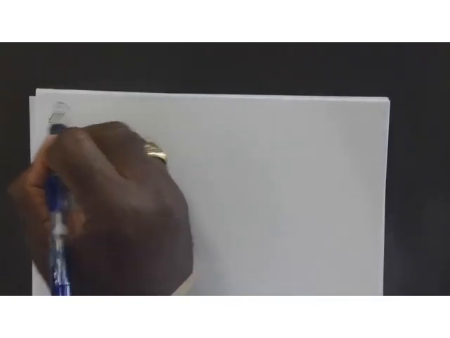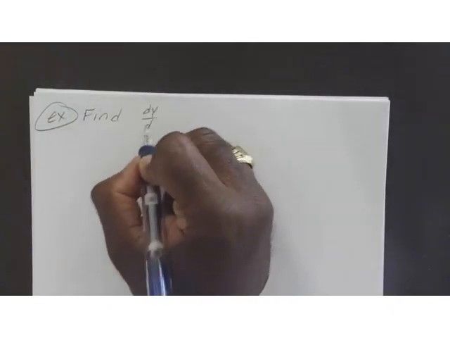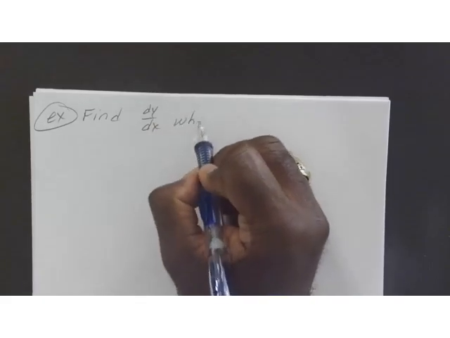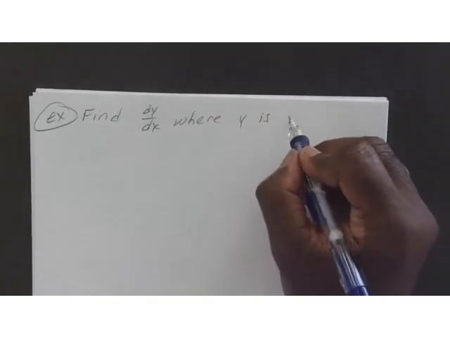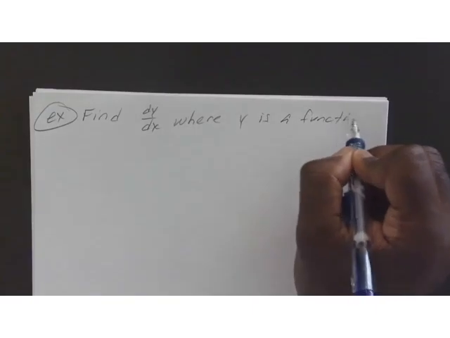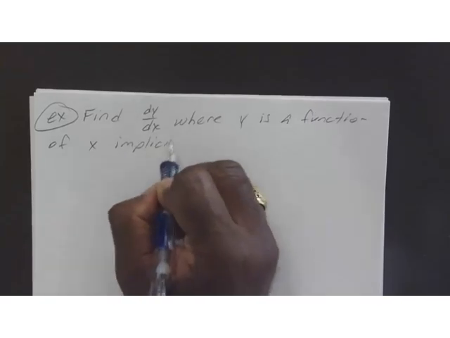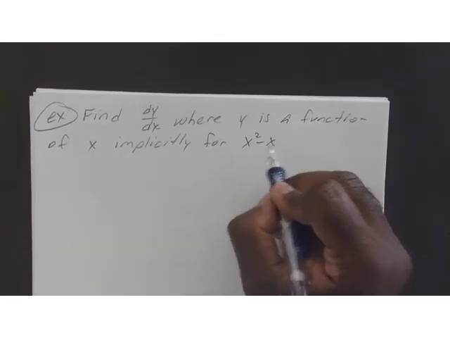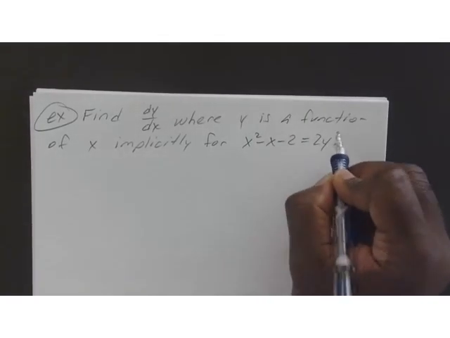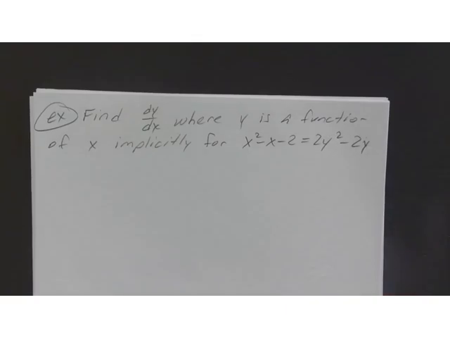Okay, so let's say, for example, we wanted to find your dy dx where y is a function of x implicitly for x squared minus x minus 2 equals 2y squared minus 2y. I don't know why I said 24. I think because my writing made this look like a 24.